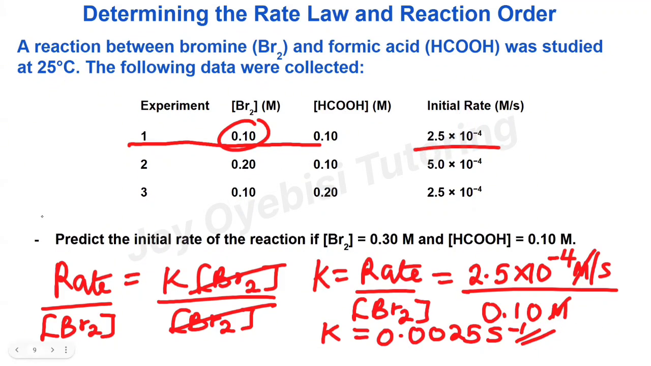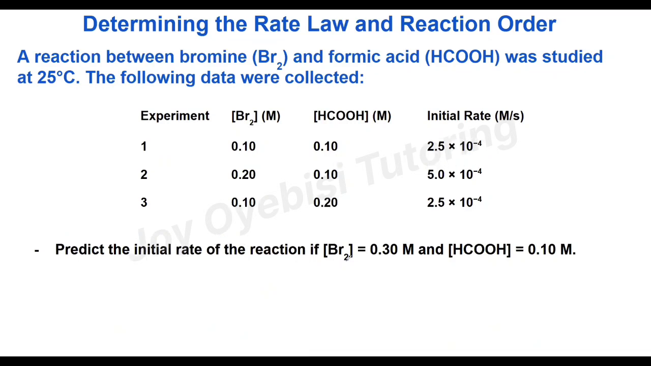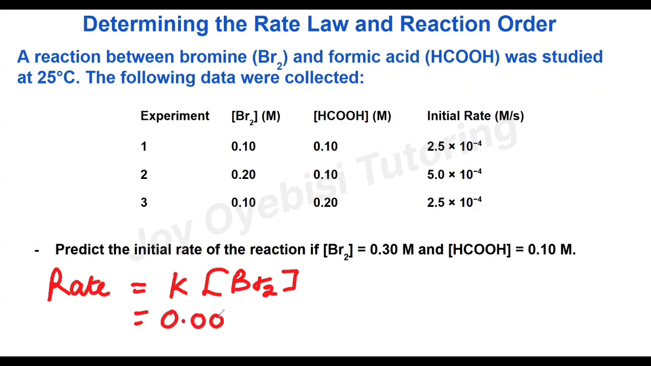Now the last question says, predict the initial rate of the reaction if the BrO2 concentration is equal to 0.3 molar and the formic acid is equal to 0.1 molar. To solve this, we need our rate law again. So the rate equals K times BrO2 concentration. Our K, we just solved for that. The K that you calculated previously, you're going to make use of it here. Multiply by the molarity of BrO2 that they gave us.